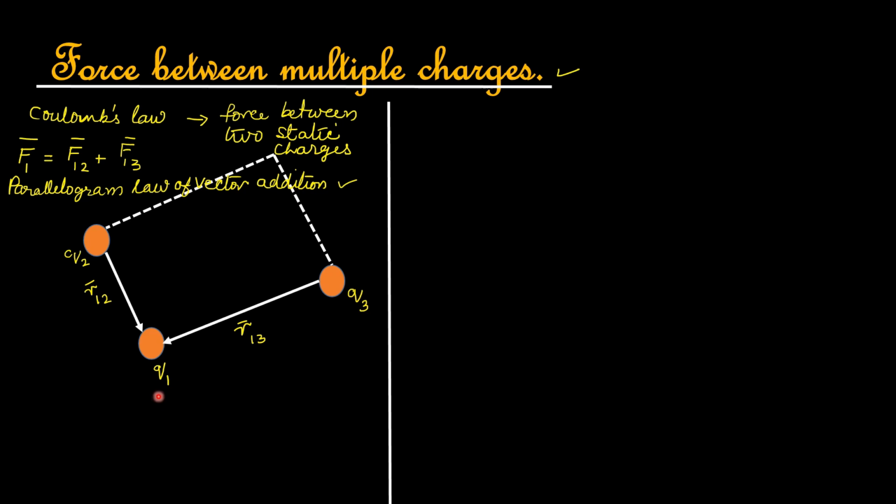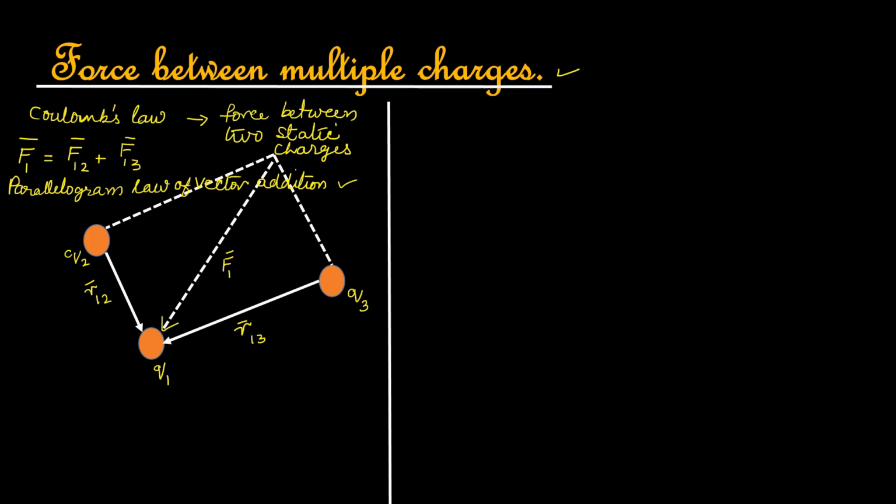Q3 is exerting a force on Q1 and this is the direction of that force. This is the direction of the force exerted by Q2 on Q1. F12 is along R12 and F13 is along R13. Now let us draw the diagonal. This is the diagonal of the parallelogram and it gives the direction and magnitude of the resultant force of F12 and F13. We have already used the symbol F1 for the resultant force.